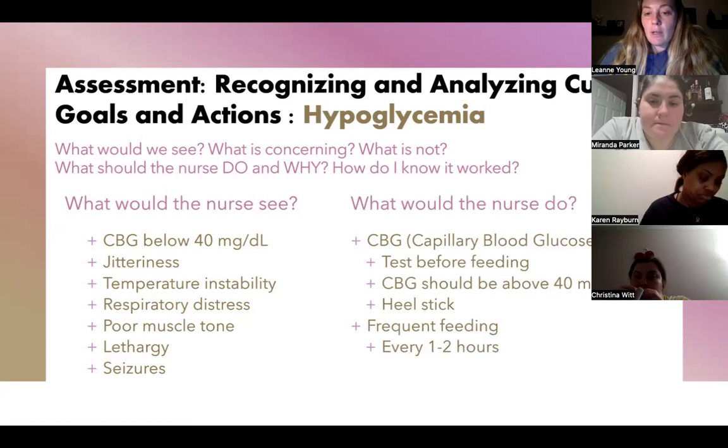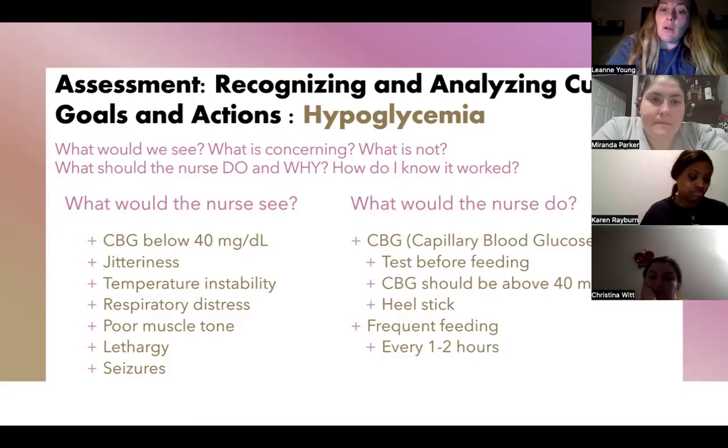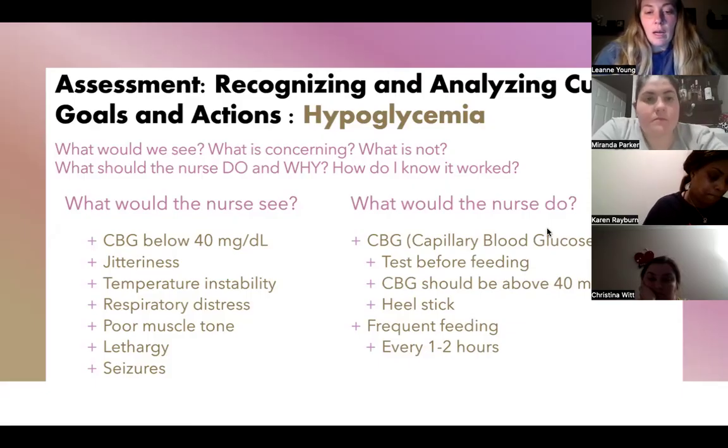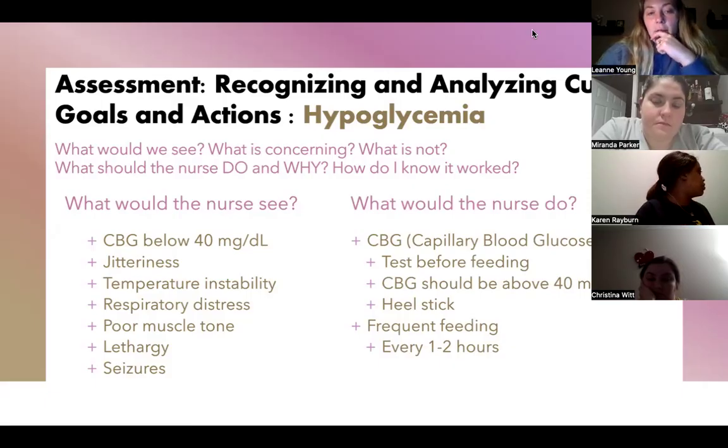So we're first going to make sure that we're testing the blood sugar. There is a correct way to test the blood sugar for a baby. We need to test before feeds, okay? Because we want to see what that glucose is doing without any sugar or nutrition in the belly. We want to see if they're able to regulate it on their own or not. The blood sugar should be above 40. This is done by a heel stick. We draw the blood via heel stick and use a glucometer, just like you would in a med-surg patient. And then those frequent feeds are going to be every hour to 2 hours.